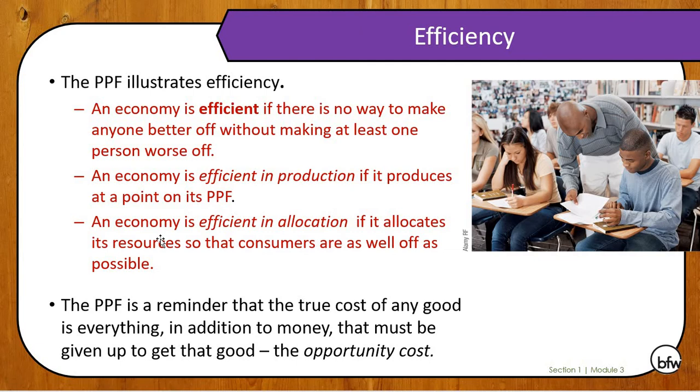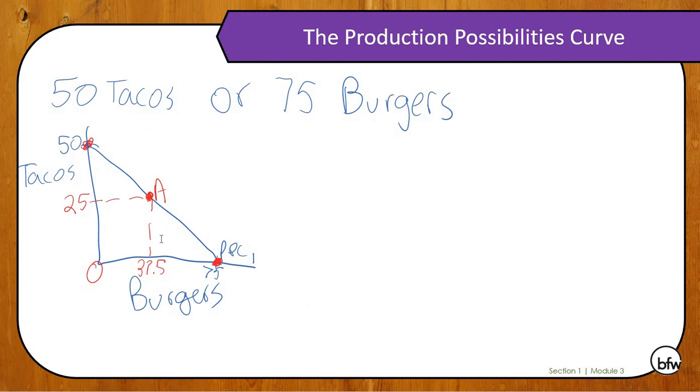So to show this efficiency, we're going to come back up here and draw a new production possibilities curve. So let's say that we are once again producing either tacos or burgers.